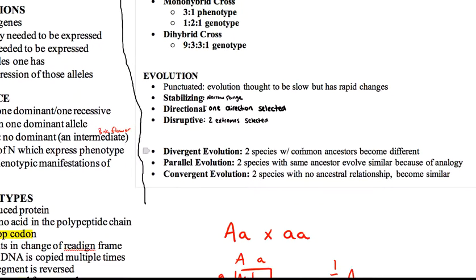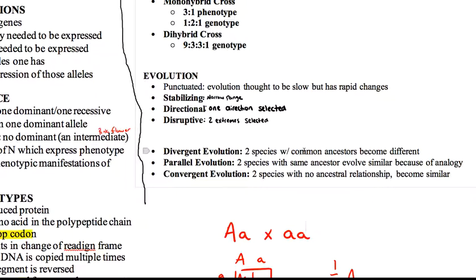Divergent evolution is two species with a common ancestor that have become different. You can look at cats and seals. Both are mammals and had a common ancestor. Seals are living in an aquatic environment. Cats are living in a land environment. Parallel evolution is two species with the same ancestry that evolved because of analogy. You can maybe think of bat species. They're both bats, they're mammals, and they're evolving in the same area. So functionality-wise, they're evolving analogously, because analogy is function.